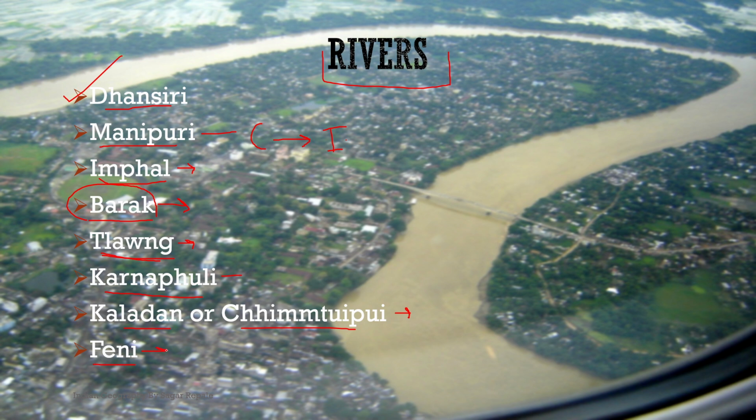So simple question, Feni River is a trans-boundary river located between Tripura and Bangladesh. Kaladan River, Mizoram and Myanmar. So these are the important facts that you should remember.